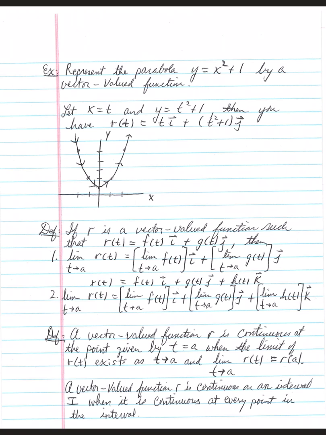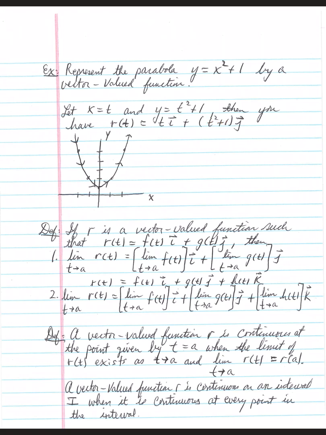Represent the parabola y equals x squared plus 1 by a vector-valued function. Now going the other way, where you have to come up with the parametric equations, that's a little bit tougher. Usually what is common is the independent variable x, we're going to let it just be equal to t, the parameter t. The y value will be t squared plus 1. This is very common. The independent variable will go first, and then the dependent variable y goes second.